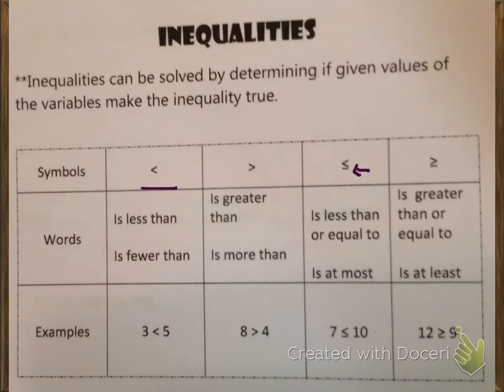We have a greater than symbol with a line underneath, and that is greater than or equal to. So it could either be equal to or more than. And it's also read as is at least. So 12 is at least 9.